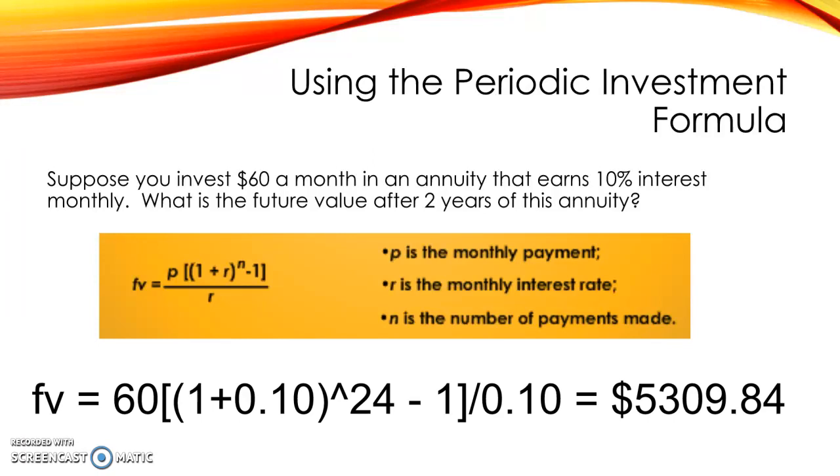There you go, the future value of that $60, putting $60 a month in an annuity, after 2 years will be worth $5,309.84. And you can see here exactly how you would put it into the calculator, making sure you have your brackets and your parentheses correct so that it knows what to keep together and what to raise to an exponent. So be very careful when you do these in your calculator.